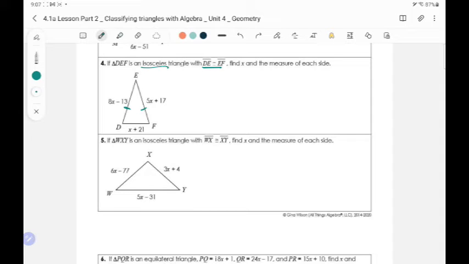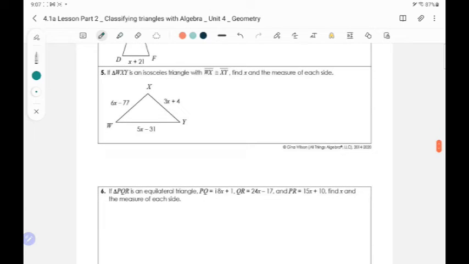If DE equals EF, or if line segment DE is congruent to line segment EF, we just need to set these two equal to each other, right? These two are equal, find x, find the measure of the side. Same thing on number 5.